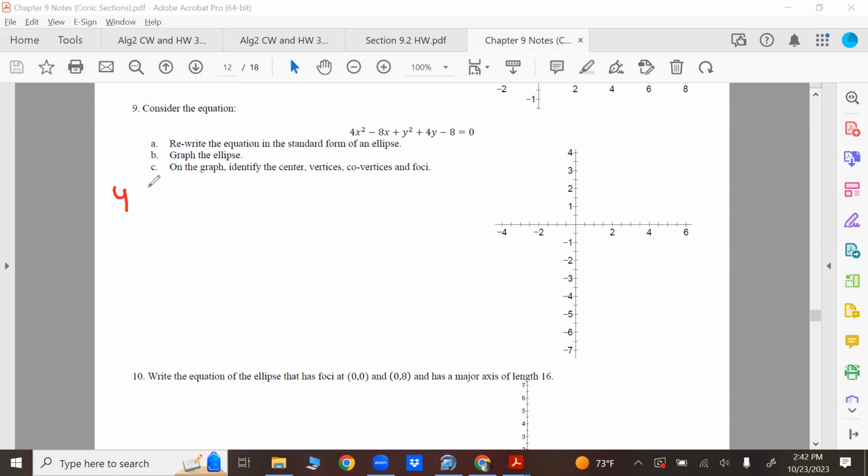So you can factor out 4, right? You have x squared minus 2x. Nothing to factor out of the y terms. And of course, you put an a on the side.